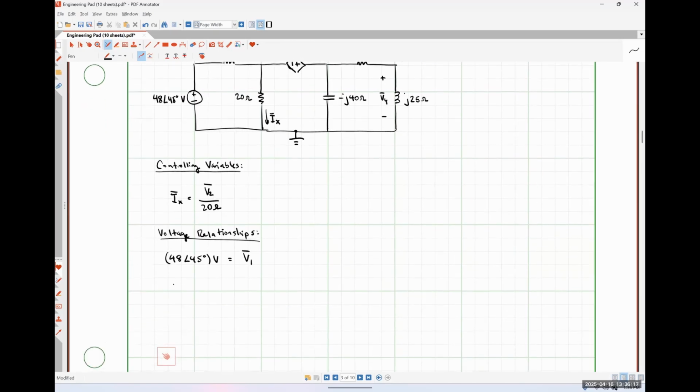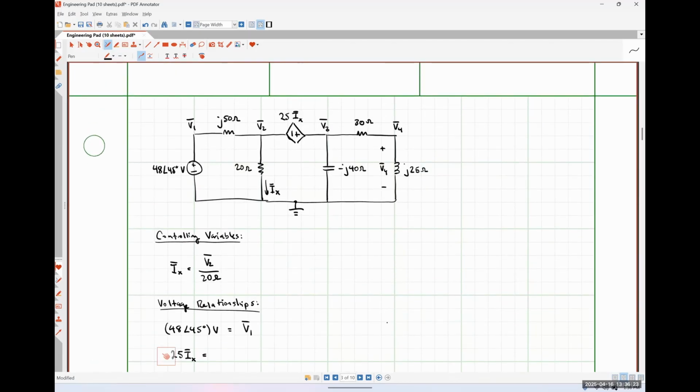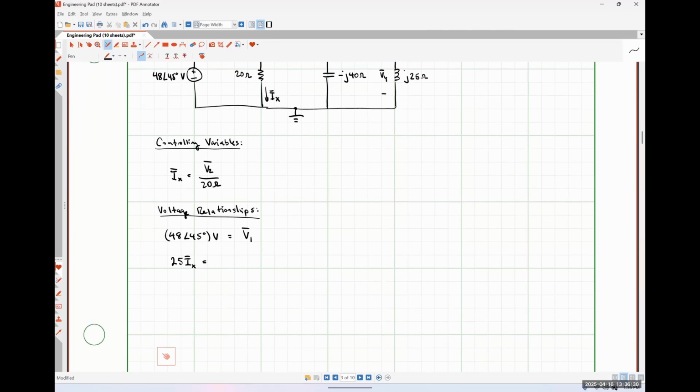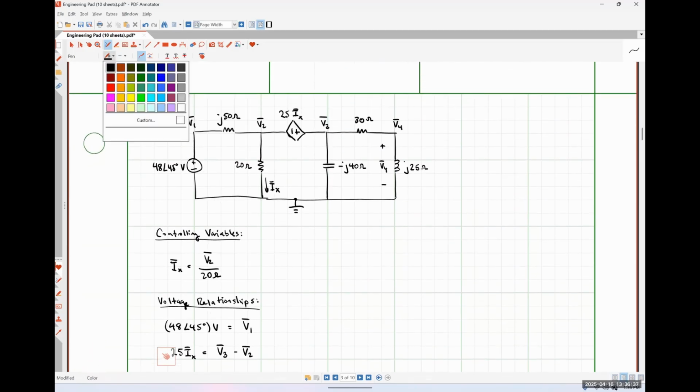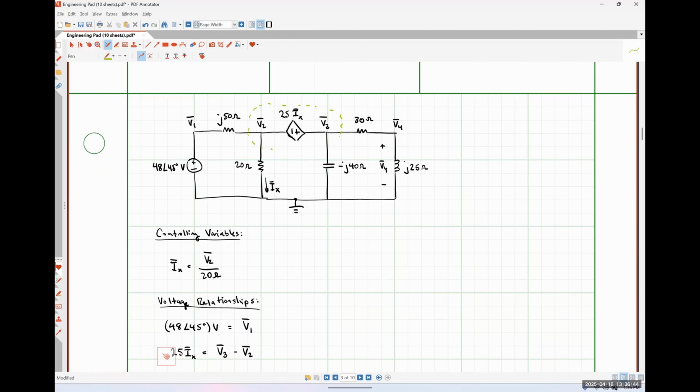And then I have my 25Ix dependent voltage source. How does that relate to my nodal voltages? V3 minus V2. Exactly right. Thank you for that. So I do have a supernode, right? Actually all of my voltage sources are supernodes, but I have a supernode that doesn't contain ground. So I'm going to have to write a KCL at this supernode equation.